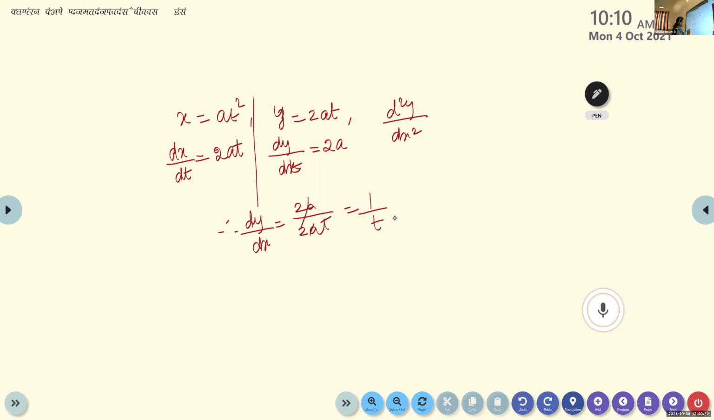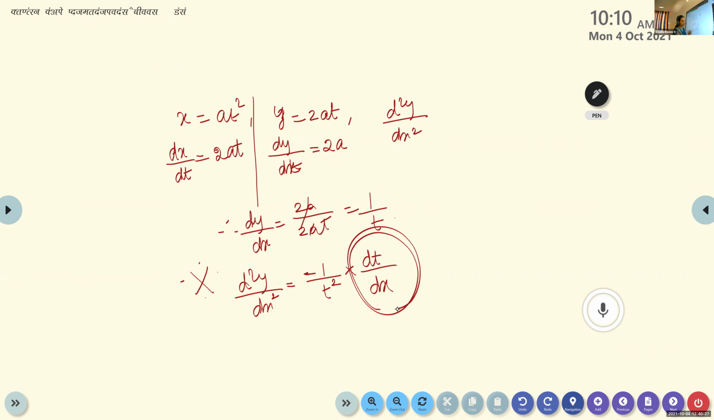Now listen, children. The next point is very, very important. What will be d square y by dx square? It is minus 1 by t square into dt by dx. This point we have to remember whenever we take the second order, into dt by dx. So it is minus 1 by t square into what is dt by dx? 1 by 2at. So it is minus 1 by 2at cube.